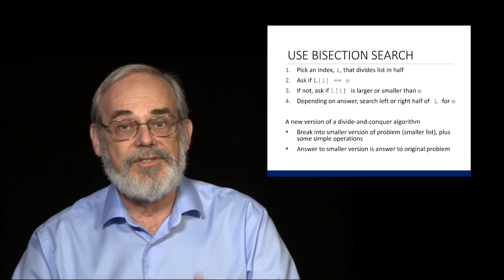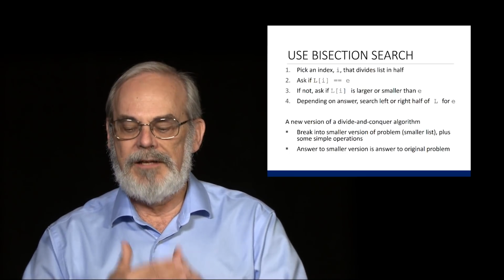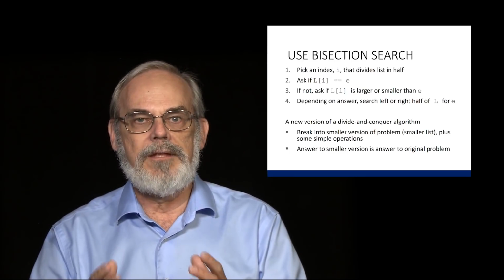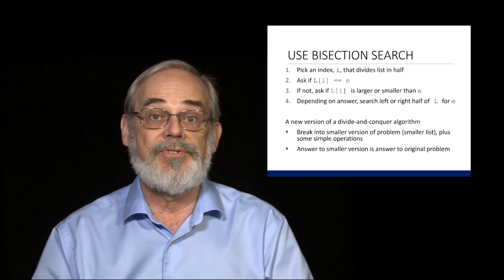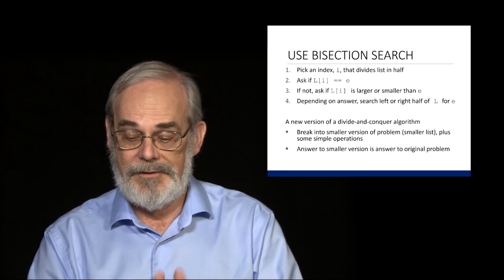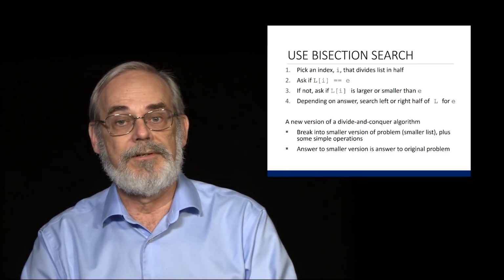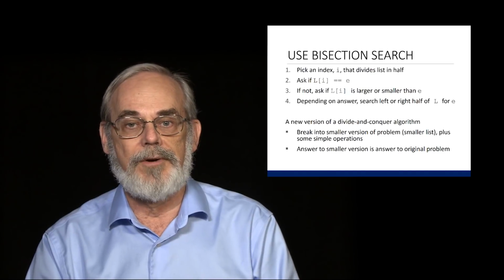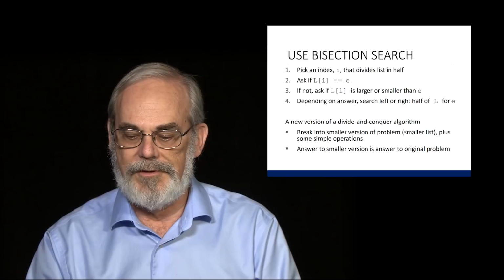And I'm going to then do the same subdivision. This is something you've seen before. It's a divide and conquer algorithm. I'm breaking this up into smaller versions of the problem, smaller lists, and in fact, I'm reducing the size of the problem in half at each step. And of course, the nice property is the answer to the smaller version is still the answer to the original problem. Once I found it, I return true. If I can't find it, I return false.